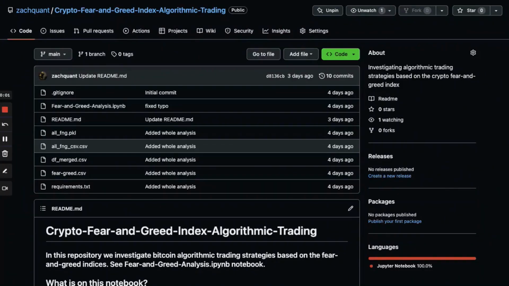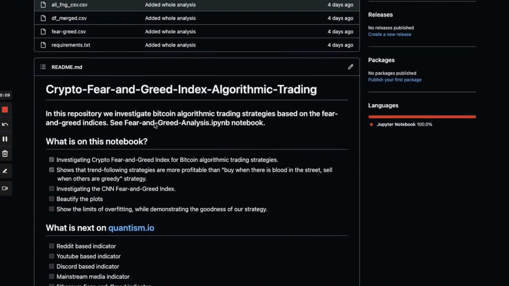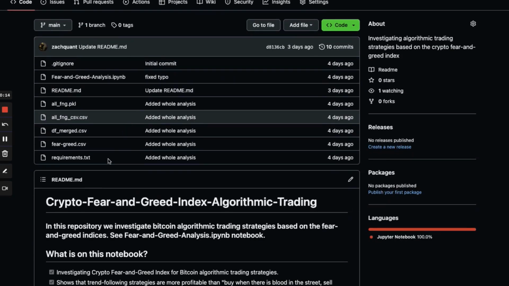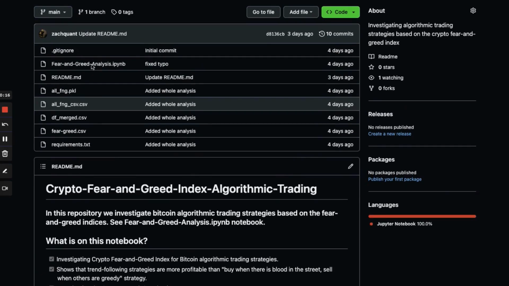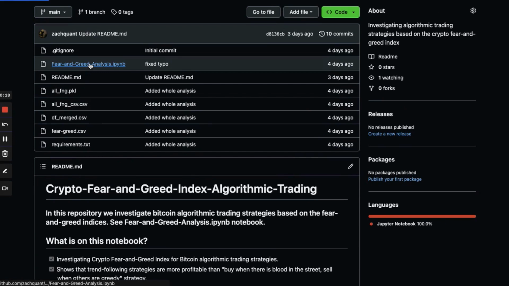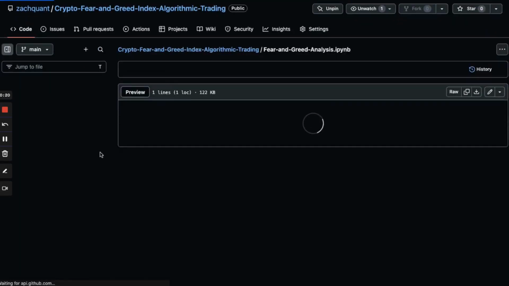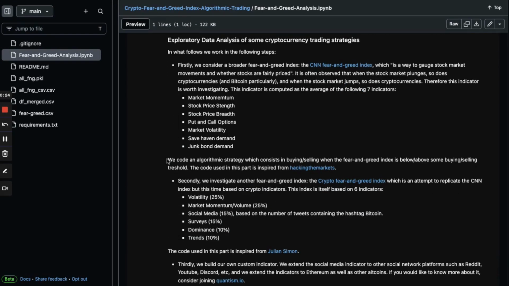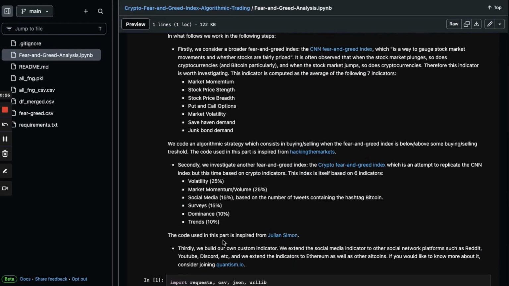Hello everyone. In this video I'd like to talk about the Crypto Fear and Greed Index for algorithmic trading with Python. So basically, back in time there was an index developed by CNN, the media channel, which is called the CNN Fear and Greed Index.